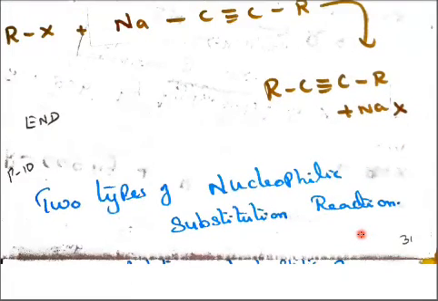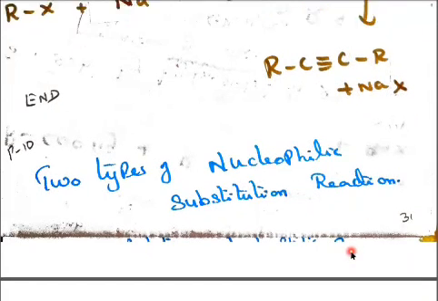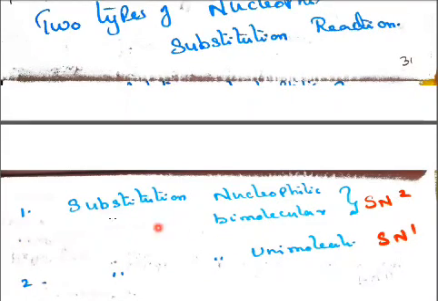Let us come back to another topic. Two types of nucleophilic substitution reaction, that is SN2 and SN1 nucleophilic substitution. So substitution nucleophilic bimolecular, substitution nucleophilic unimolecular. SN2 first. Substitution nucleophilic bimolecular, or bimolecular nucleophilic substitution. And here, substitution nucleophilic unimolecular, or unimolecular nucleophilic substitution.